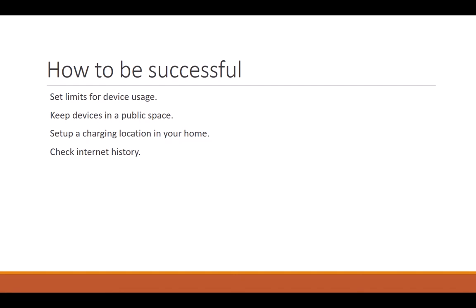So let's talk a little bit about how to be successful with your device at home. First off, place limits. Just because we have a new device at your home doesn't mean you need to be on it all the time. You need to take breaks. You need to go outside. You need to get up and walk around and have some fun with friends. So limit your usage of your device. We don't want you in front of a screen all day long.